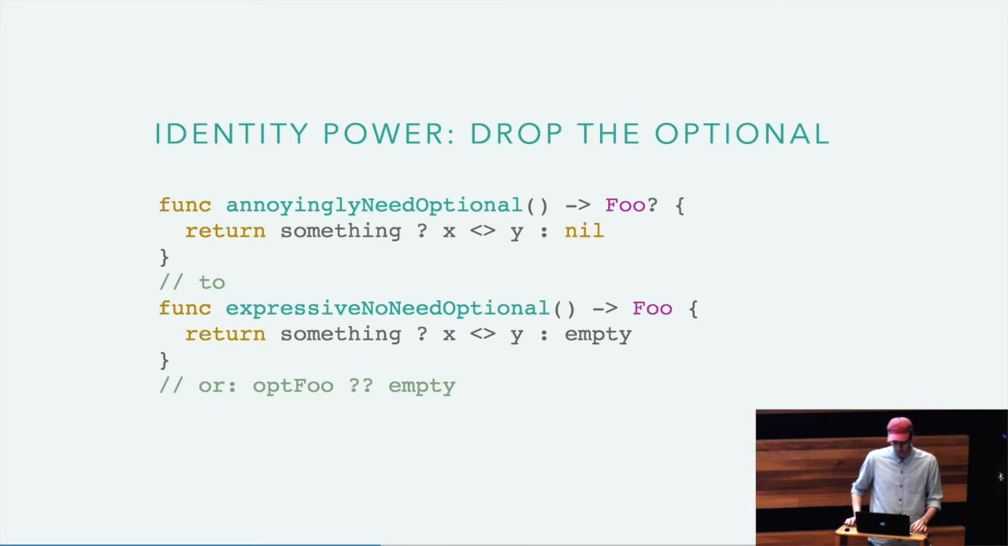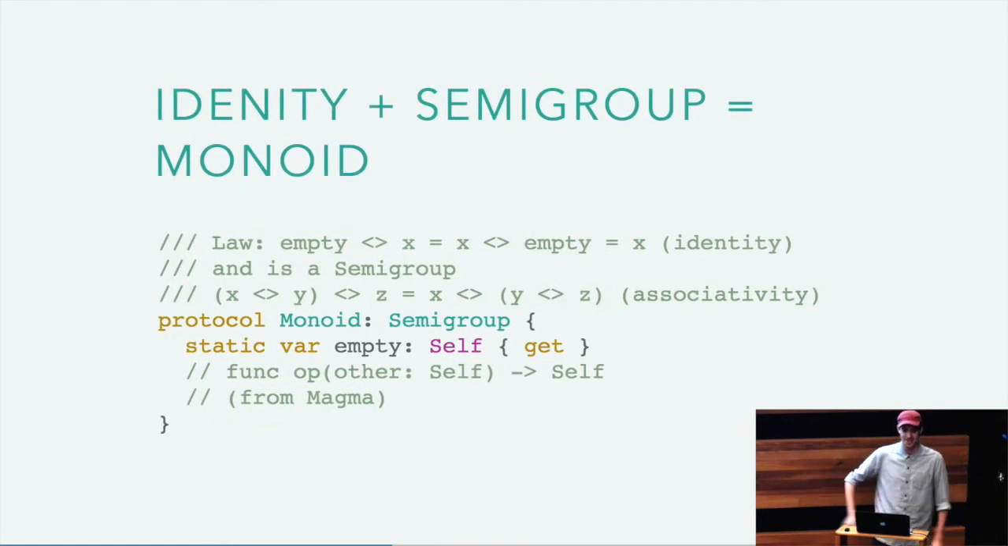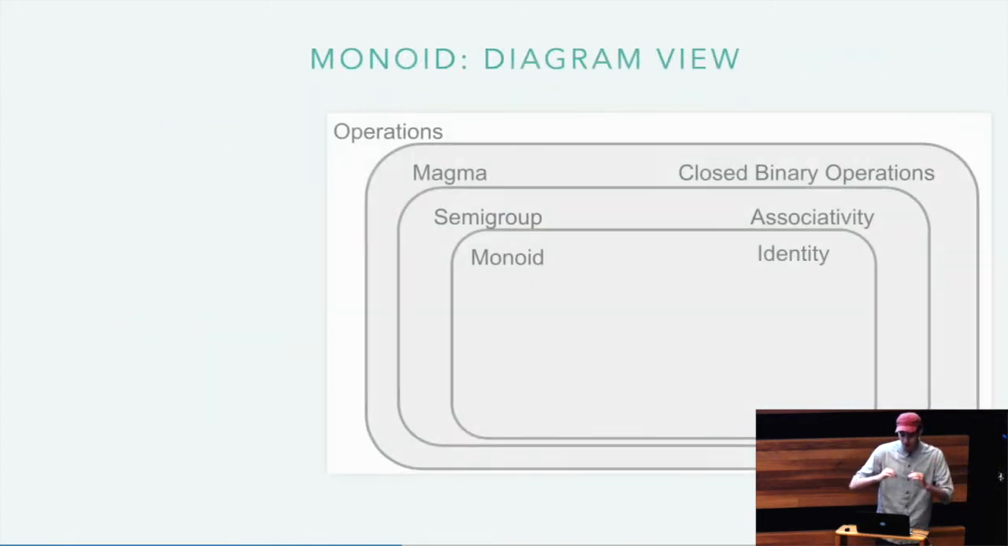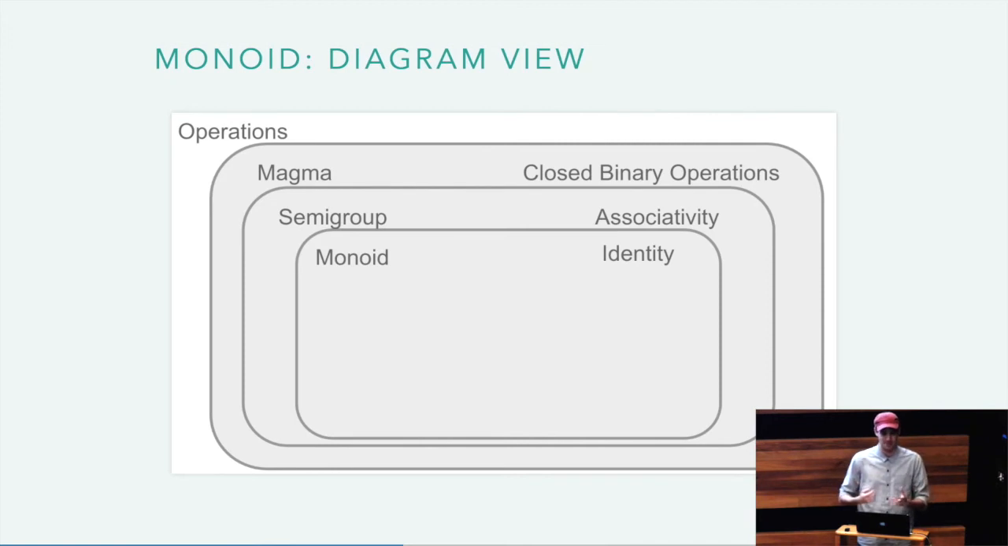Okay, so we have an identity, and we have a semigroup. Then mathematicians have this word called a monoid. All a monoid is, is everything a magma is, that's the operation. It's everything a semigroup is, which is the associativity, and it's also this extra identity law, which requires us to refer to some element empty, which means we must declare what empty means, and it will be different for every type. So we're including it in the protocol, okay? So again, for visual people, a monoid is a subset of semigroups. It's all the semigroups that also happen to have an identity, right?